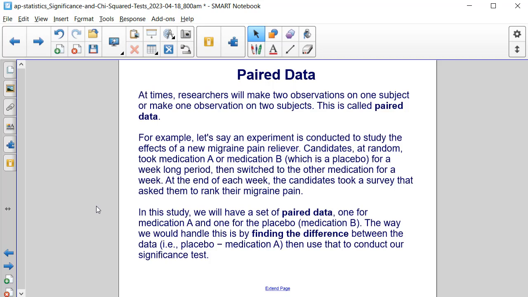In this study, we have a set of paired data, one for medication A and one for the placebo, medication B. And the way we would handle this is by finding the difference between the data. In other words, take the placebo and subtract medication A from it, and then use that to conduct our significance test.